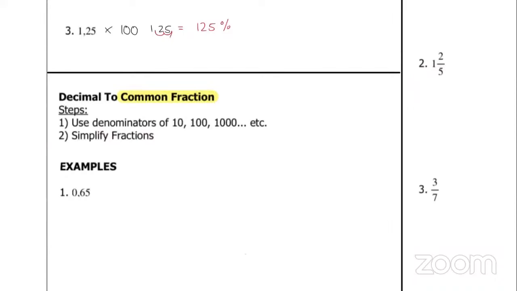So what does that mean? Okay. It basically means you're going to divide by 10, 100, 1,000, etc. Okay. Use denominators slash, we're going to divide. Okay, so when do we divide by 10? We divide by 10 when we have 1 decimal place.